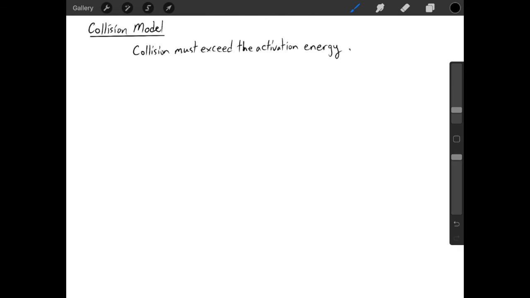The third underlying concept for the collision model is that the collision energy needs to exceed the activation energy. And that is the energy that's needed to start a chemical reaction, and it's given the symbol EA. So we're going to look at a pretty simple example of A going to B. And our example will be a rearrangement of a molecule. So in this example, the nitrogen and carbons are going to switch place, and that's the only thing that happens in this chemical reaction.